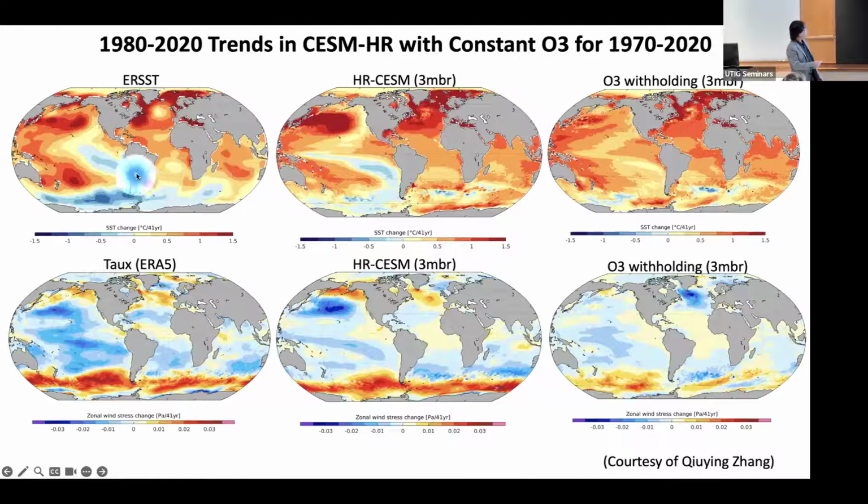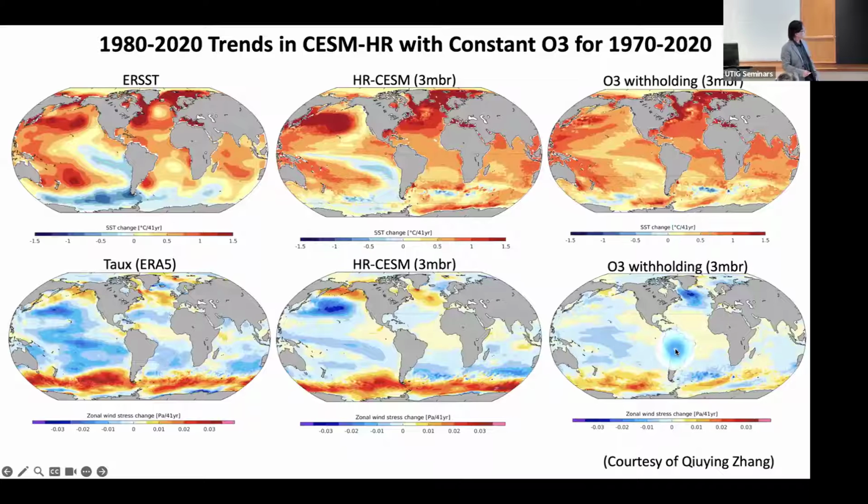So this is again the SST trends in observation, and this is the high resolution model simulation. We only take a 3-member ensemble because we did only 3 sensitivity experiments. So the 3-member ensemble gives you a very similar cooling trend compared to the observation in the Southern Ocean. And this is what happens if you hold ozone constant. Then you can see that the cooling trend disappeared for the most part, right?